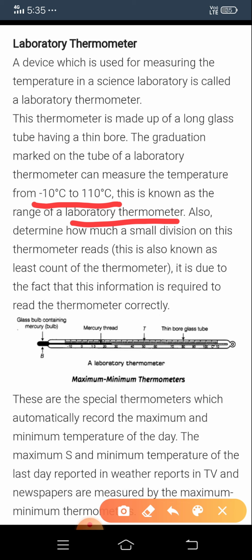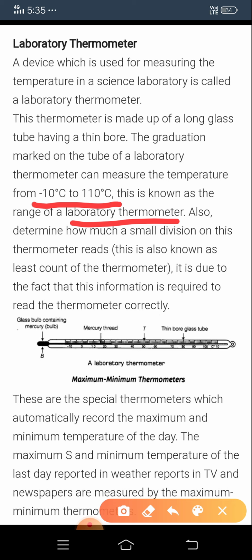Here are some questions: what is the range of a laboratory thermometer, and what is the range of a clinical thermometer? As you know, the laboratory thermometer range is minus 10 degrees Celsius to 110 degrees Celsius, but the clinical thermometer range is 35 degrees Celsius to 42 degrees Celsius. Okay, is it clear? Let us move on.